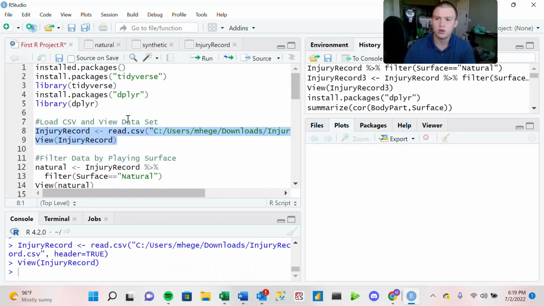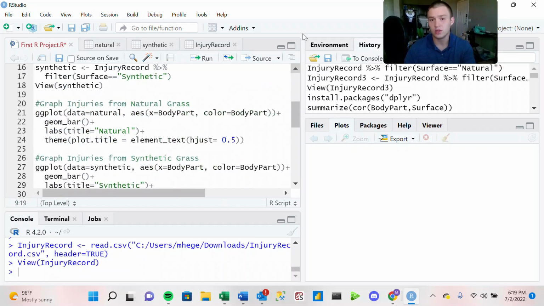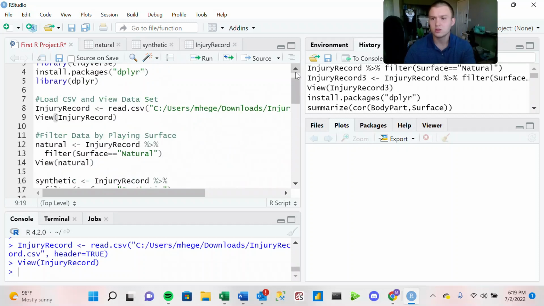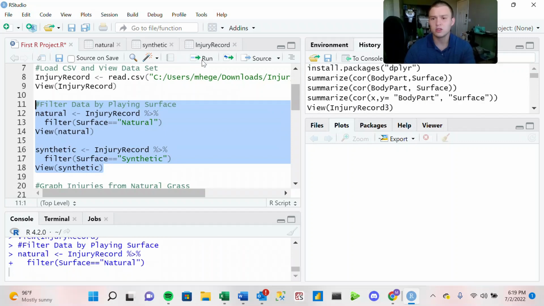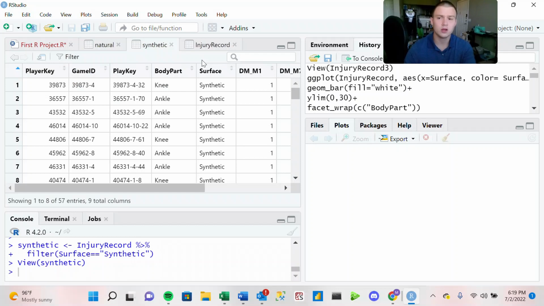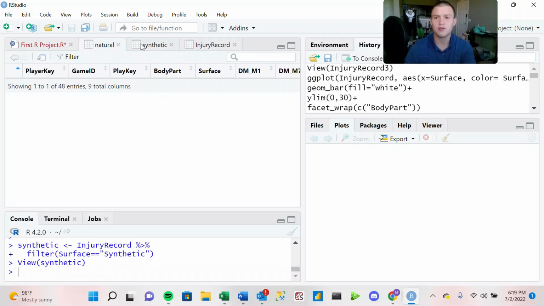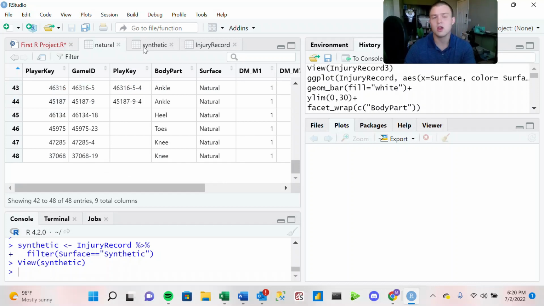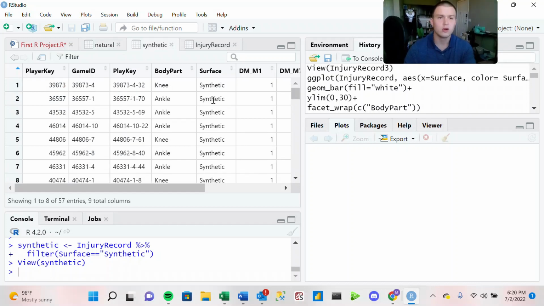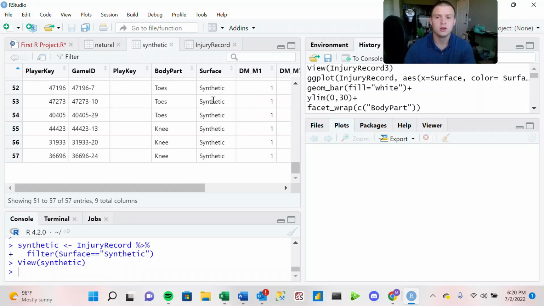Then the next thing that we're going to look at is how I used pipes and filtered data to filter the data a little bit more specifically. What I went ahead and did is I filtered it by the surface that it was injured on. When we run these lines of code here, it's going to return two different data frames. We have a natural data frame where all the surfaces are natural. If we can scroll, the other one that it returned is a synthetic one, which returns only synthetic turf injuries.